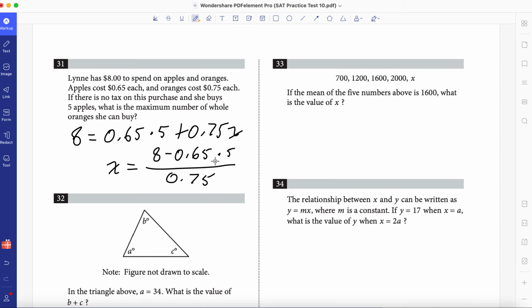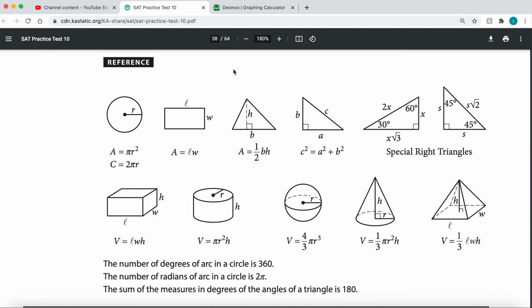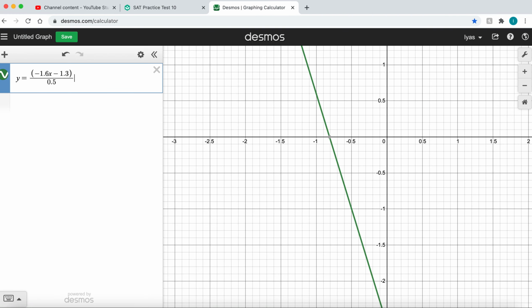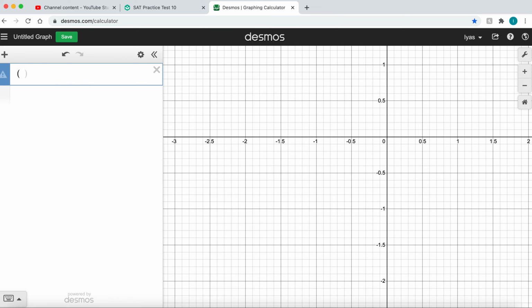And now let's just go over there and write that down. 8 minus 0.65 times 5 over 0.75. Let's use our graphing calculator. 8 minus 0.65 times 5, that's that, and then divide that by 0.75.